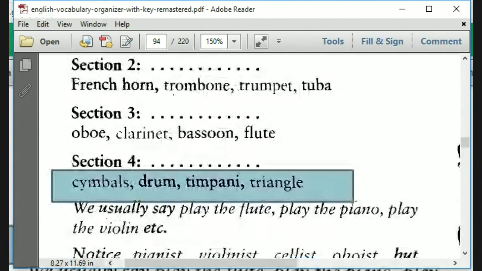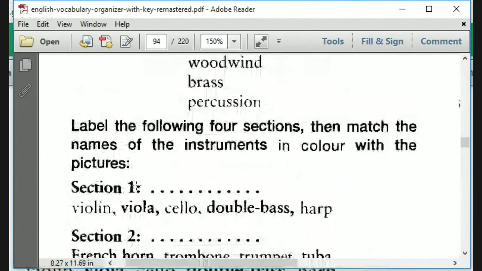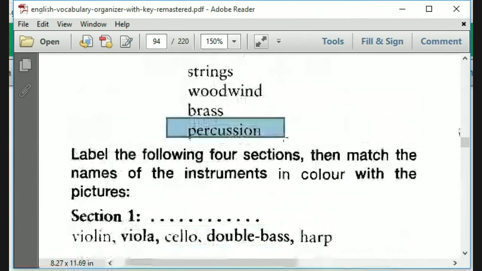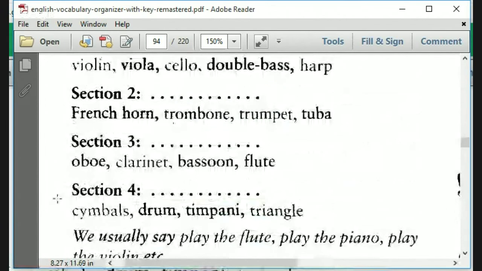And our final category. Cymbals, drum, timpani, and triangle. Percussion. Cymbals, a little shorter I sound, cymbals.